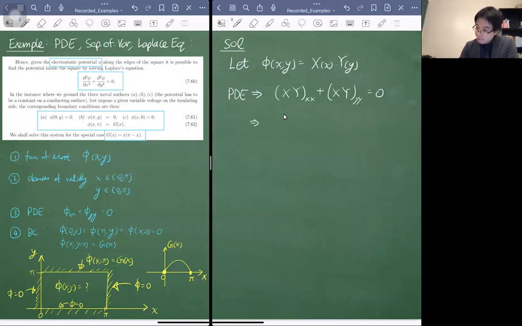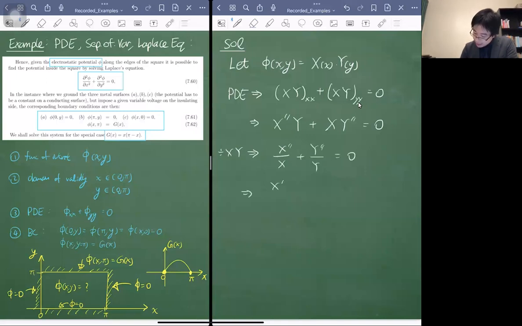So we have essentially the derivative only acts on x, the y is not differentiated. And here the derivative acts on y, the x is not differentiated. And now you can divide both sides by xy, and now you get X double dash over X plus Y double dash over Y equals zero.